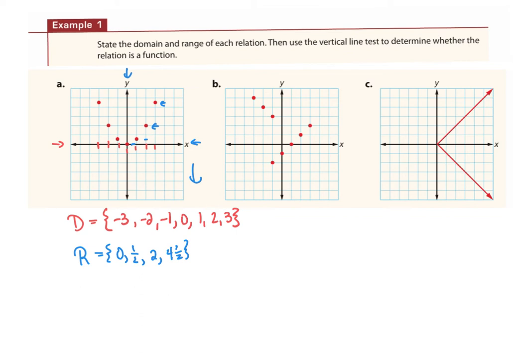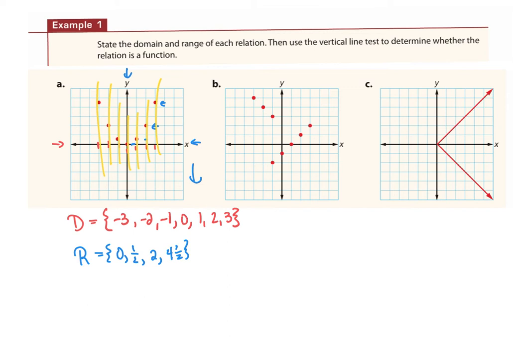Then it wants me to use the vertical line test to see if it is a function. If it's a function, I should only be able to cross it once. If I go all the way along where I have any points, you can see I only cross it once. There's only one point that I can go through there. All right, look at the next one.